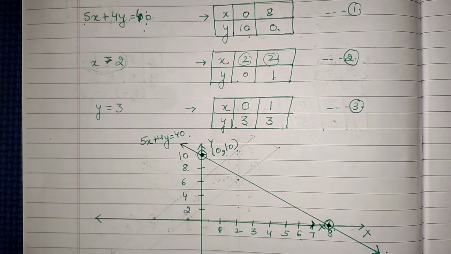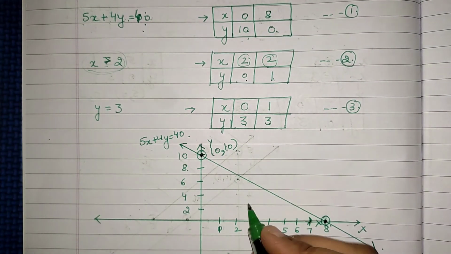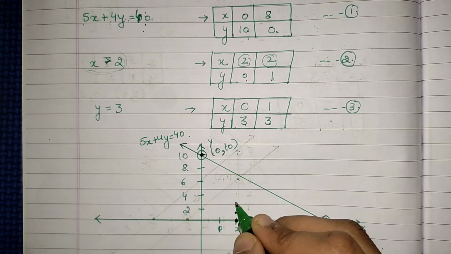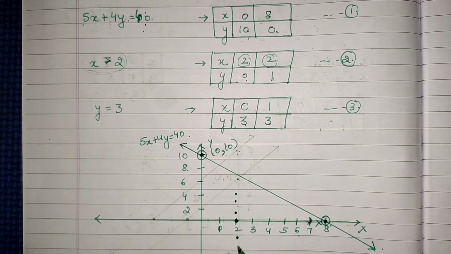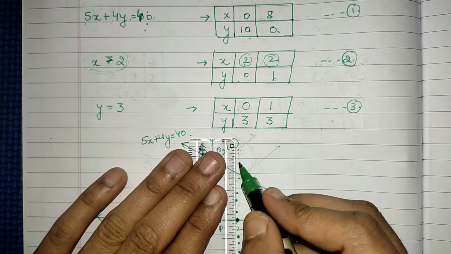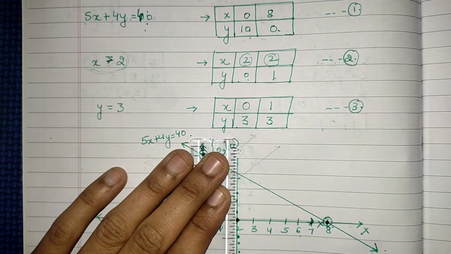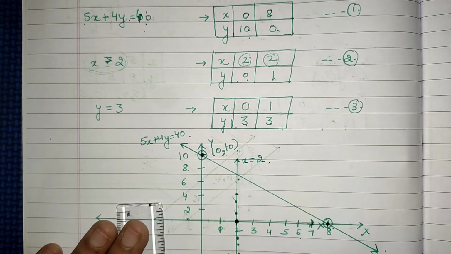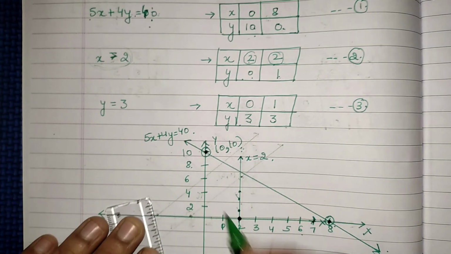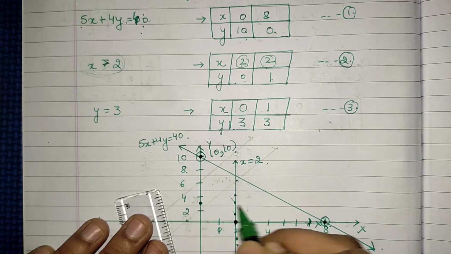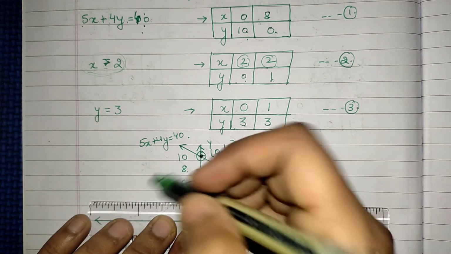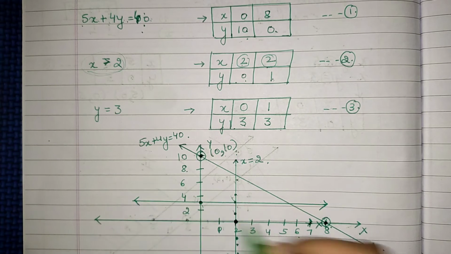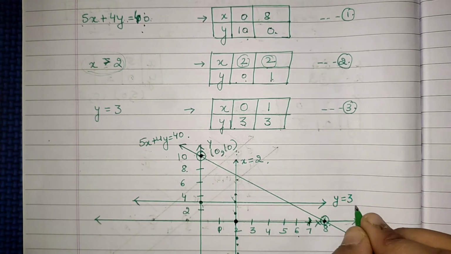And how do we draw the second line? 2, 0. It means x will always be equal to 2, whatever the value of y, it doesn't matter. So this is going to be my second line, x is equal to 2. Then where will y is equal to 3 be? Y is equal to 3 will be here, meaning whatever the value of x, my y will always be equal to 3.